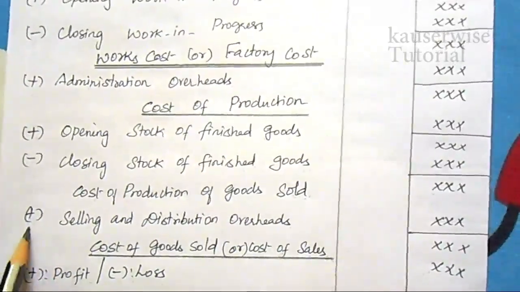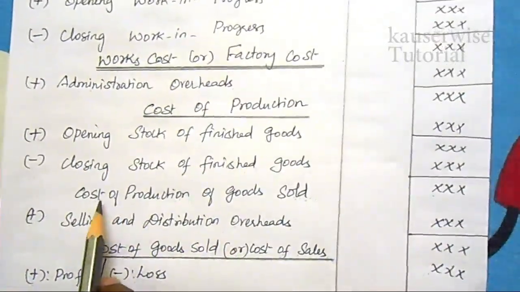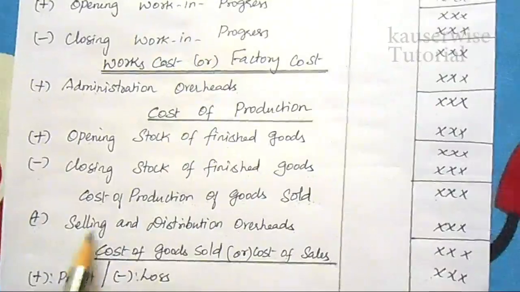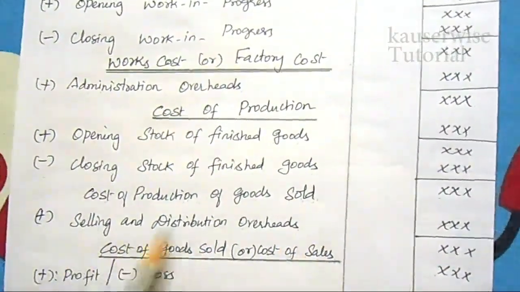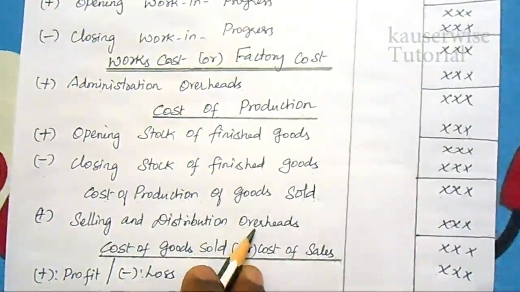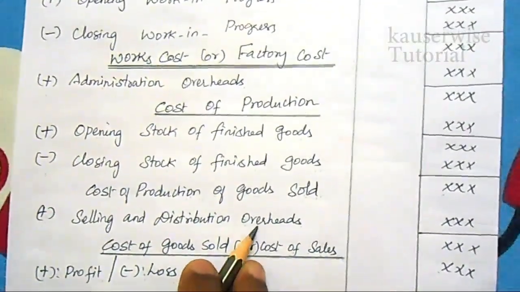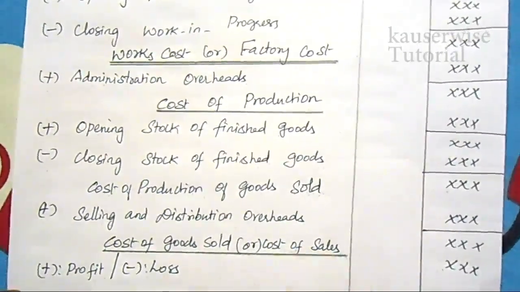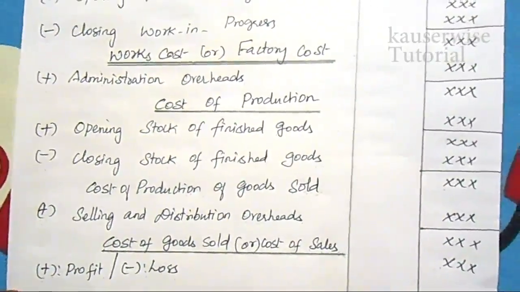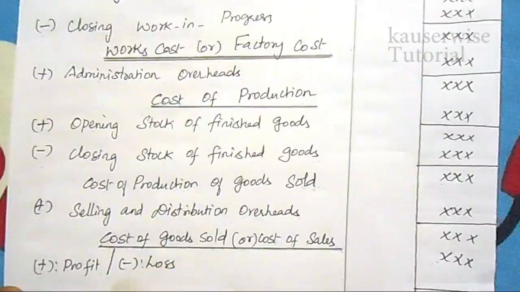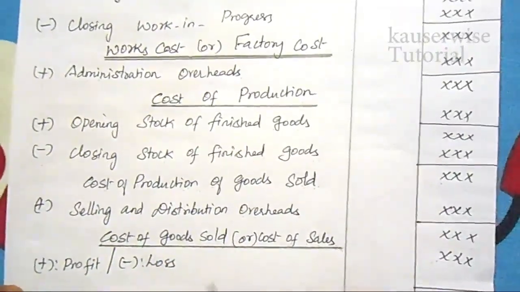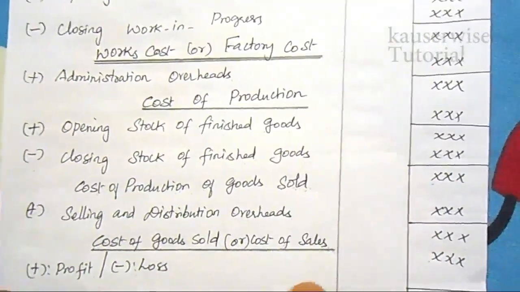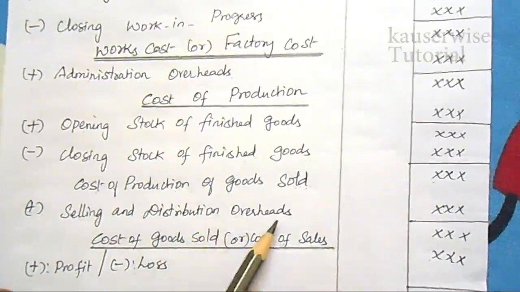For that, add selling and distribution overheads along with cost of production of goods sold. Let me explain the concept of selling and distribution overheads. Selling and distribution overhead means all the indirect expenses incurred after production of the finished goods. That is, after producing the product, you need to incur certain expenses in order to reach the finished product to customer. For example, advertising, salesman commission, salesman charges, all these expenses are connected with selling and distribution overheads.